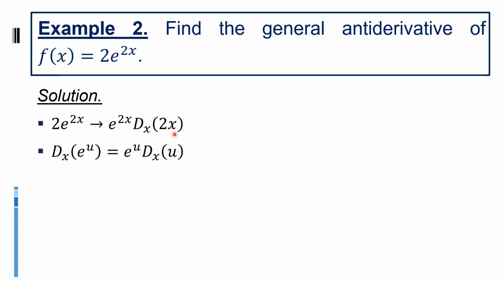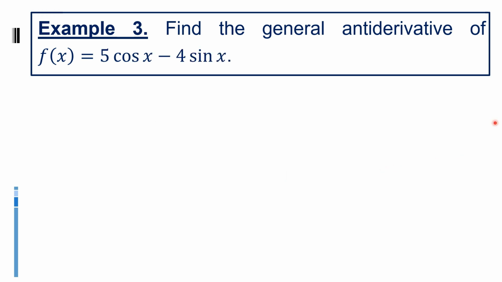Now, doon sa ating formula ng derivative, the derivative of e raised to u is equal to e raised to u times the derivative of u, which is, eto na yung kanyang itsura. Therefore, ano na lang ang gagawin natin? Babalik na rin na lang natin. Ibig sabihin, ito now is e raised to 2x plus c. Therefore, the antiderivative now is e raised to 2x plus c.